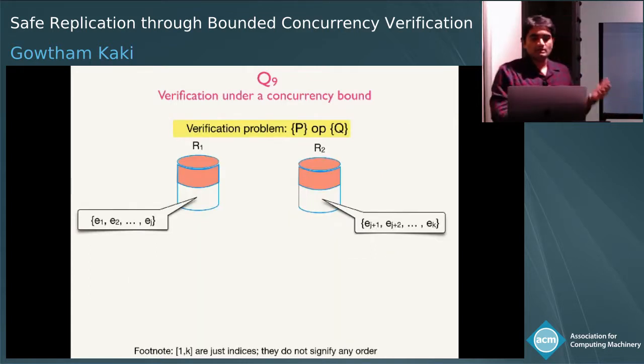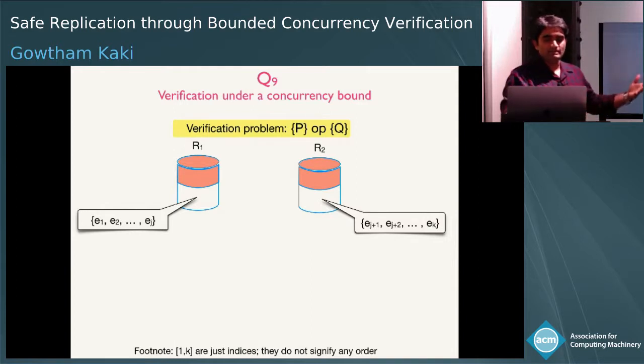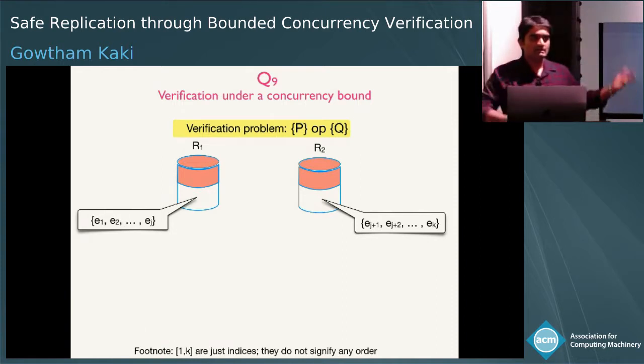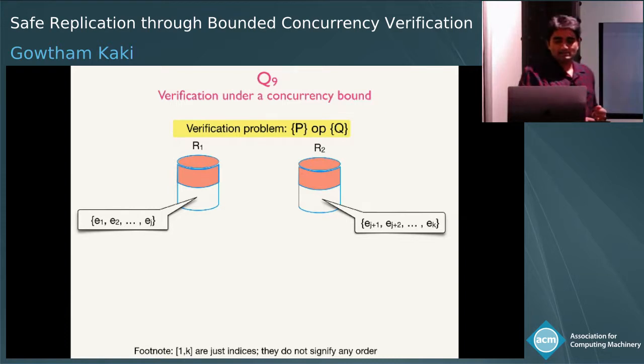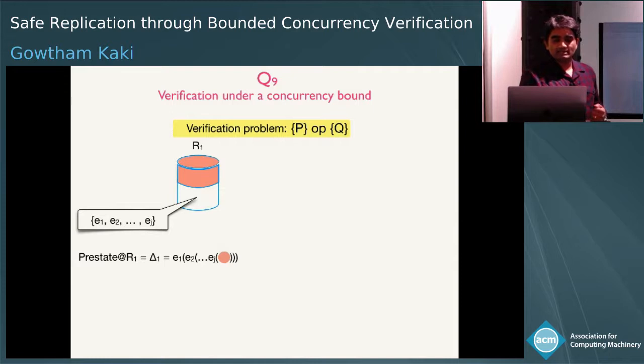Right. So the verification problem is about verifying any given operation of the application, assuming a precondition P and proving that after the operation executes, the postcondition Q is valid. So this can be written as a triple. I'll explain the semantics of the triple now. So let's say we have, ignore R2 for a while.